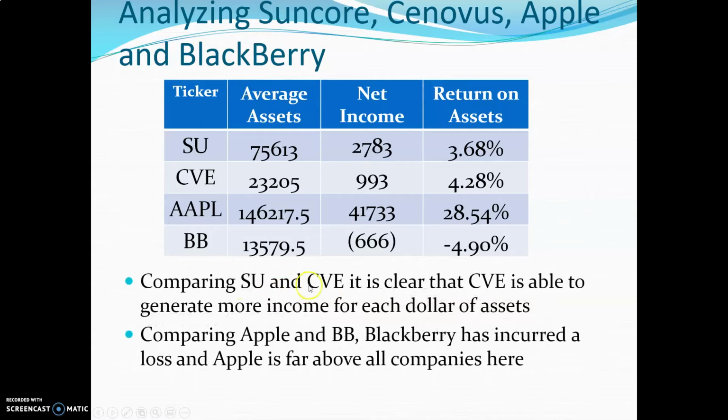So comparing Suncor and Synovus, it's clear that Synovus is able to generate more income for each dollar of assets, also represented through the efficiency in the previous set of slides. Comparing Apple and BlackBerry, BlackBerry has incurred a loss and Apple is far above all companies here.